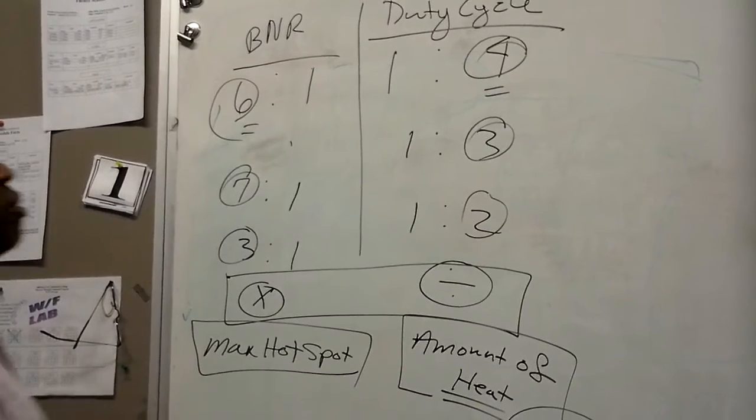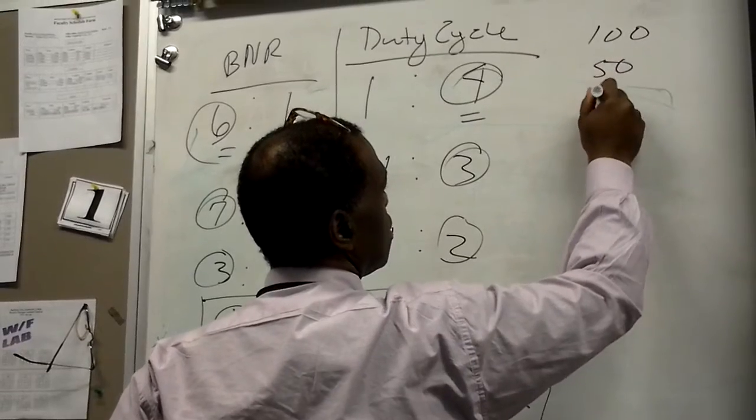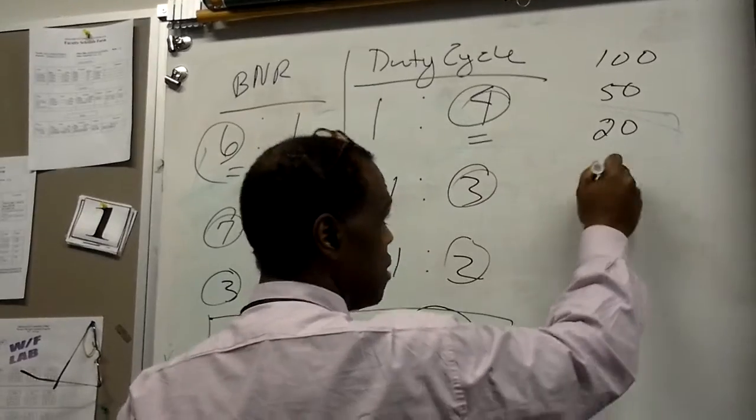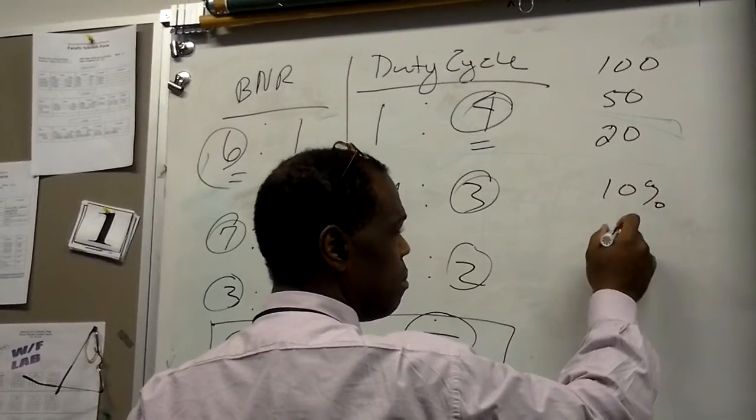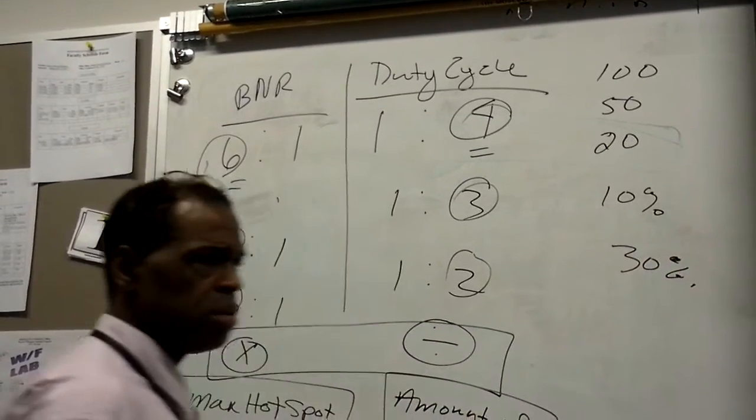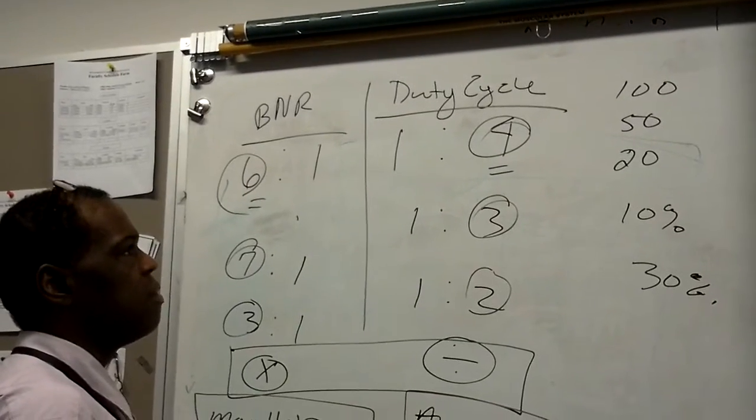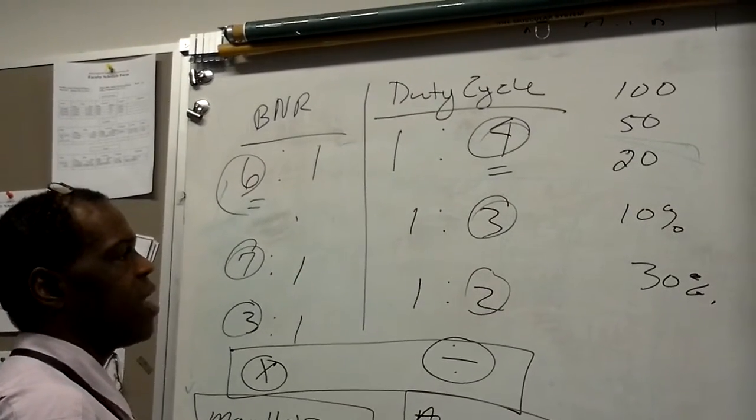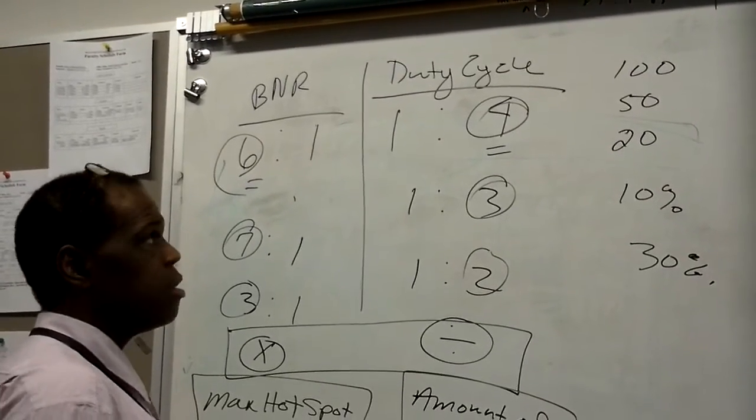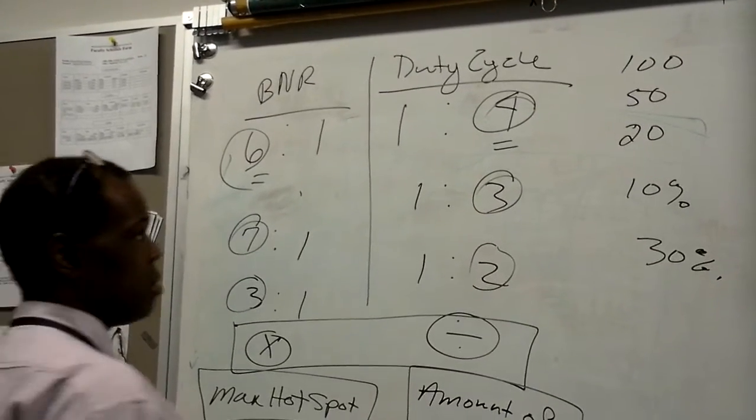Duty cycle is 100%, 50%, 20%. But sometimes you'll see on some machines, you get 10%. I think one might be near a 30% or something back there too. But what duty cycle would you have to have for 100%? Continuous, a 1:1. Probably 1:1. That's the ideal one.